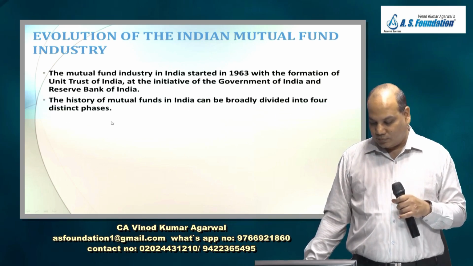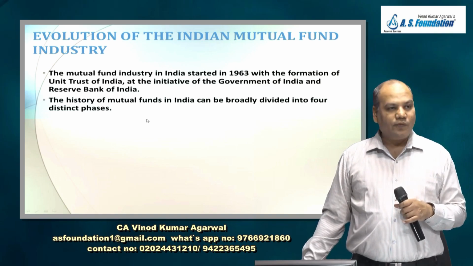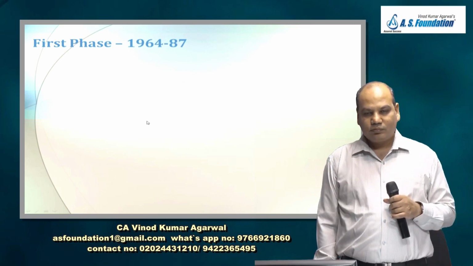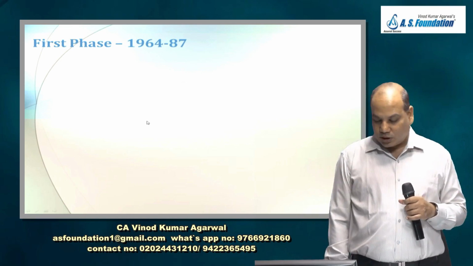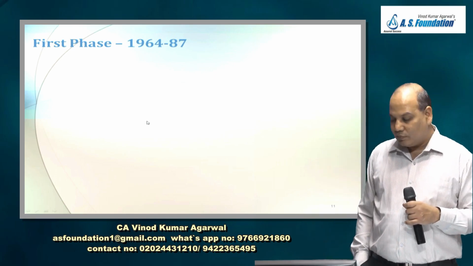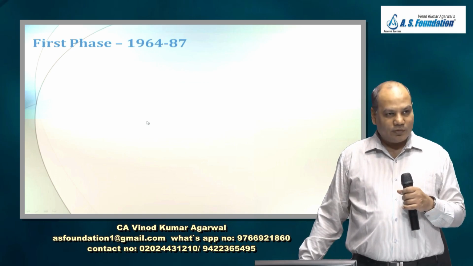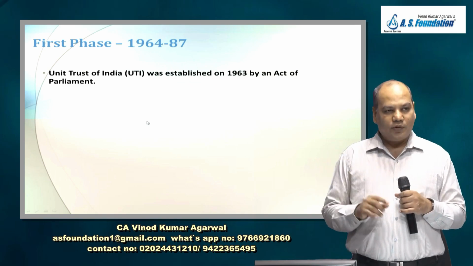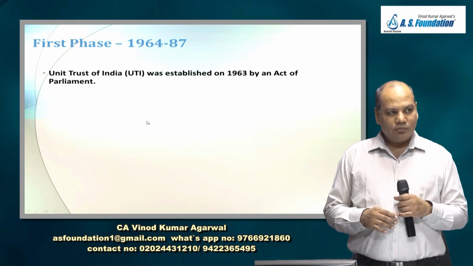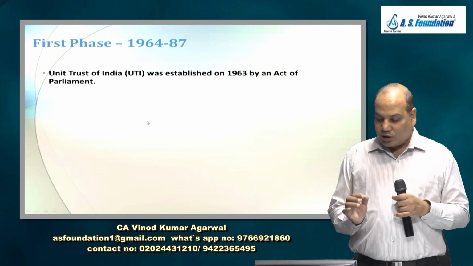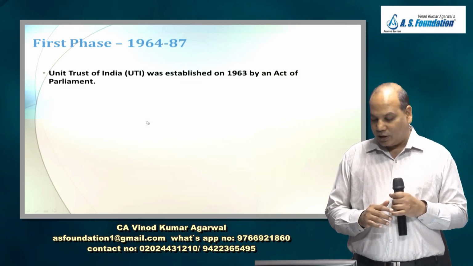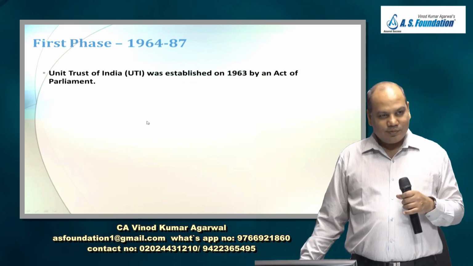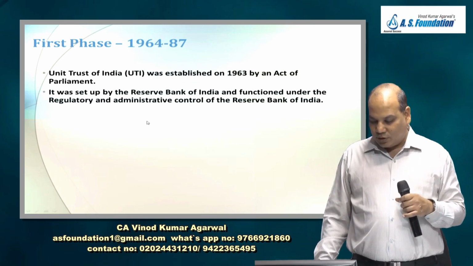GOI and RBI. In India, the history of mutual fund growth can be divided into 4 phases. History of mutual fund starting from 1964, as I said, up to 1987. During this period, there was only one mutual fund. Which one? UTI. UTI was established in 1963 by an act of parliament. So this was the only mutual fund, a monopoly. There is no competition.